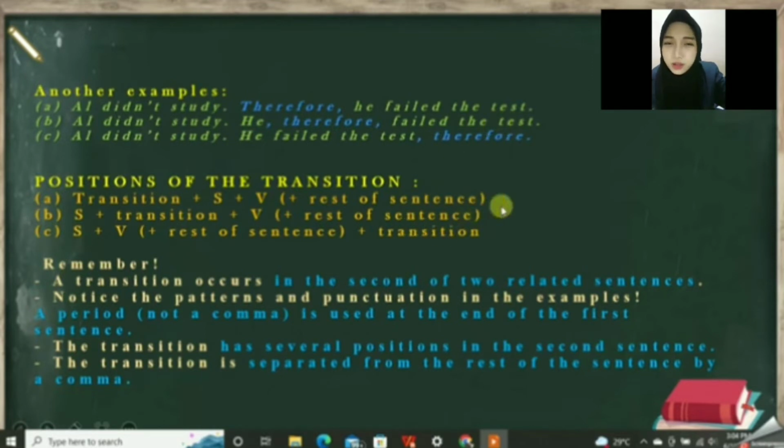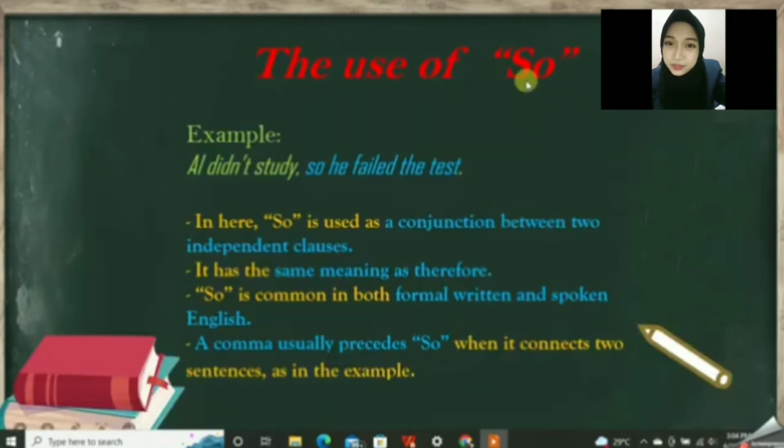Actually, a semicolon is also possible in this situation, but it will be explained by my friend Ribka in the next session. And then finally, I will explain about the use of so. Now, let's take a look at this example. Al didn't study, so he failed the test. In this example, so is used as a conjunction between two independent clauses.